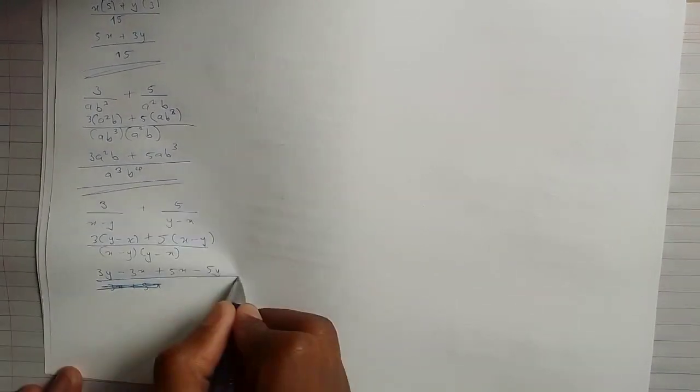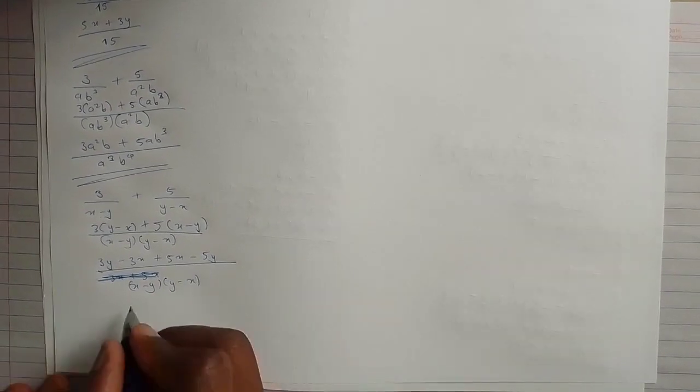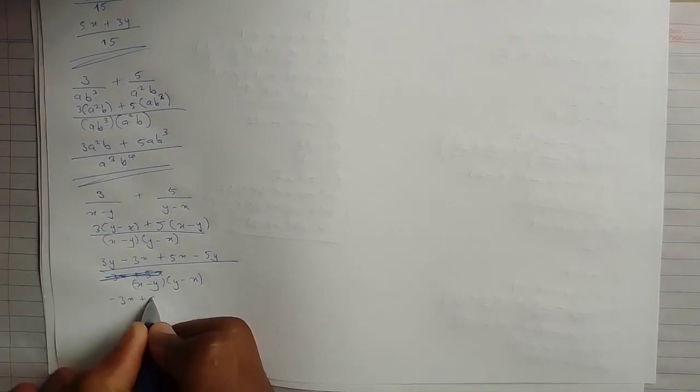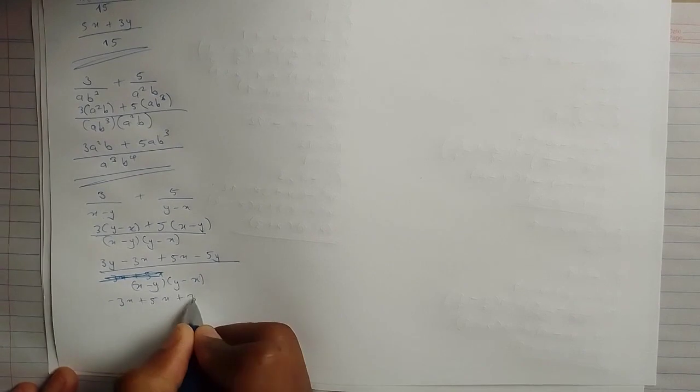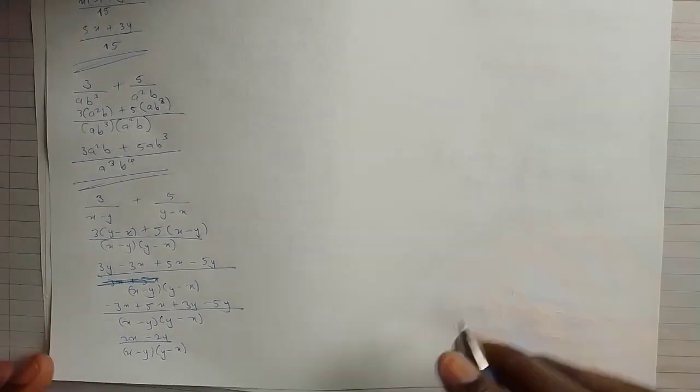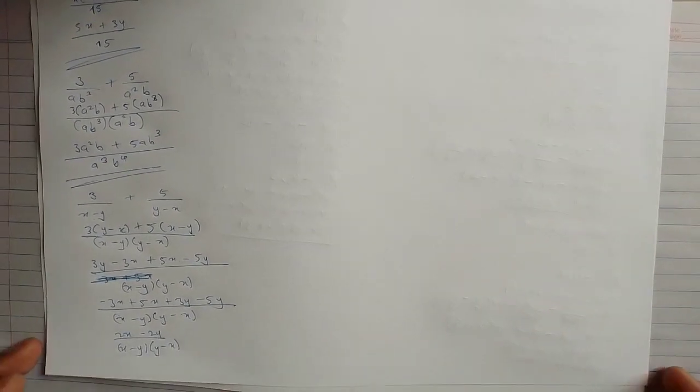Oh, sorry. We need to add the denominator, x minus y, y minus x. Okay, so we're adding the denominator. Don't forget that. Okay, so negative 3x plus 5x and plus 3y minus 5y divided by x minus y, y minus x. So when we operate on this, we have 2x minus 2y divided by x minus y, y minus x. But then again, we see that 2 is common between these two things. That means we can factorize the 2.